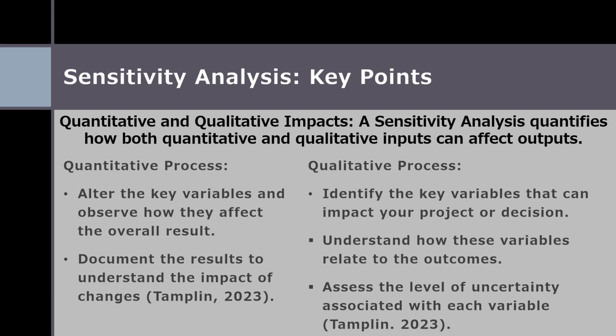In the qualitative process, key variables must be identified in terms of how they can impact your project or decision. Thus, these variables must be understood to acknowledge how they relate to the outcomes, and they must be assessed to determine the level of uncertainty associated with each variable. Hence, the quantitative and qualitative steps involved in a sensitivity analysis help to explore how different key quantitative and qualitative factors influence financial decisions or project endeavors, consequently helping to determine risk and influencing actions taken.